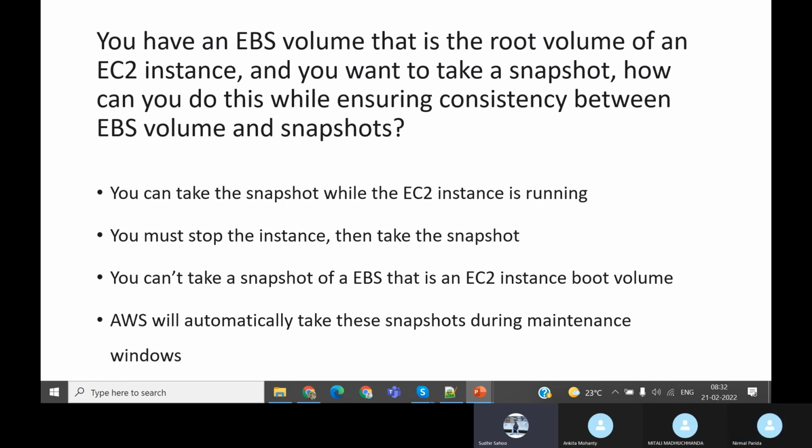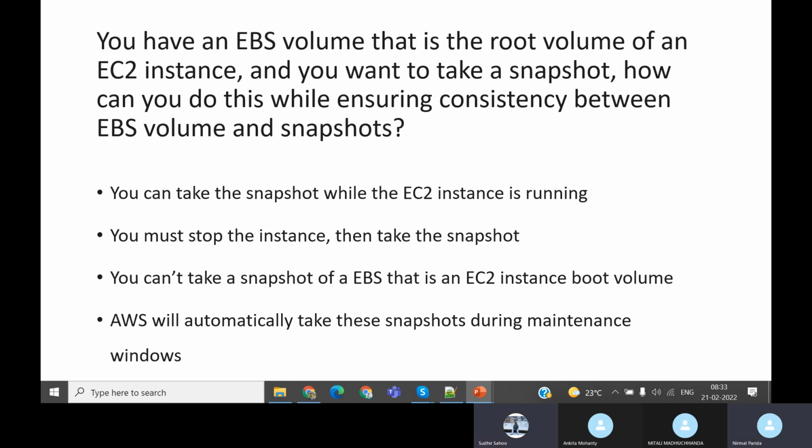That means the second option is right. And you can't take a snapshot of EBS that is... AWS will automatically take the snapshot during maintenance windows. I think the fourth one is right. AWS, when there is maintenance, takes snapshots. No, no. AWS will not automatically take the snapshots. In the database, they are taking the snap. That is easy. In your EC2 instance, you are taking the snapshot. So you must stop the instance and take the snapshot.